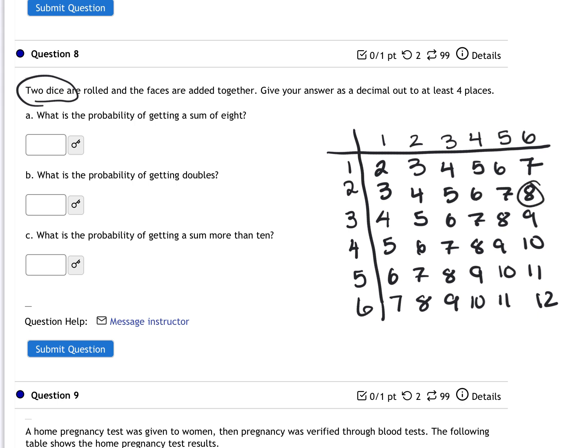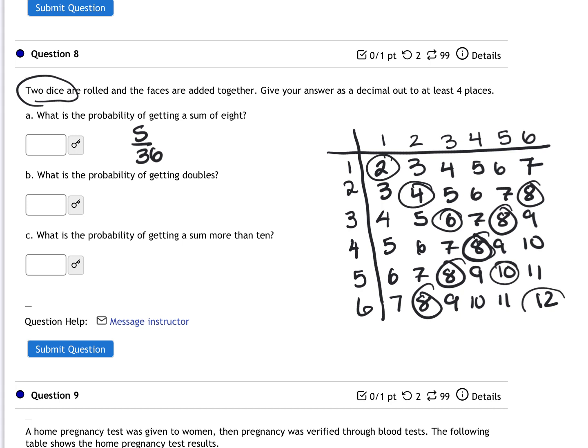Probability of an 8. 1, 2, 3, 4, 5. 6 times 6 is 36. 5 out of 36. Probability of getting doubles: 2 1s, 2 2s, 2 3s, 2 4s, 2 5s, 2 6s. There's 6 of those. 6 out of 36.